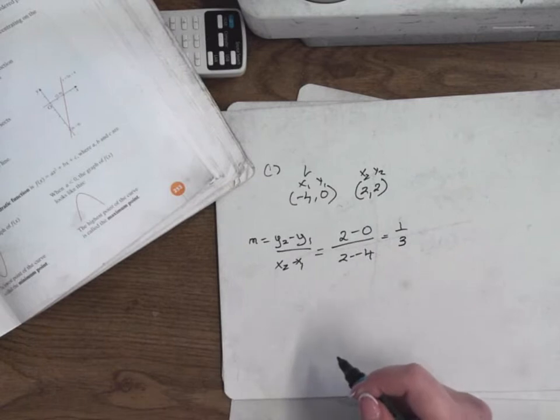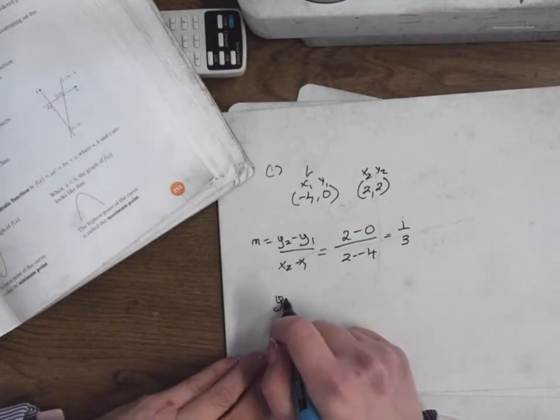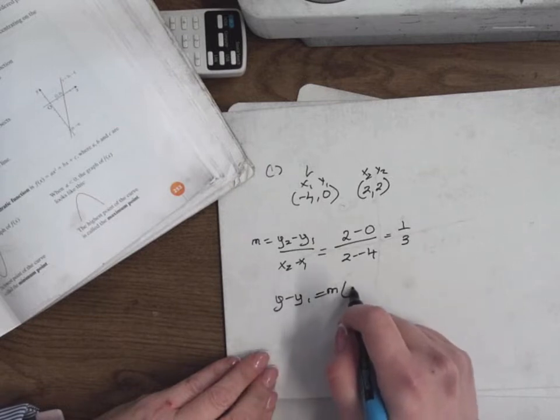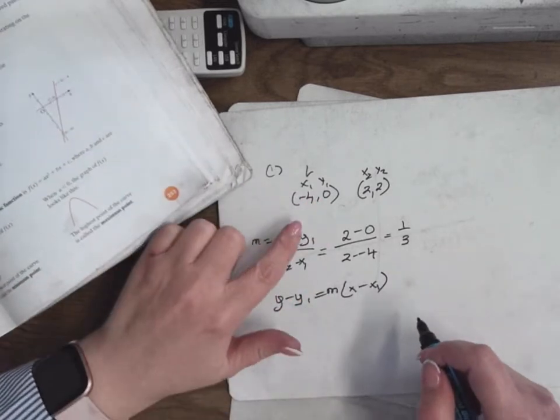Is that right? Okay. So then our equation formula is y minus y1 equals m into x minus x1. So use either point. I'll just use this one.